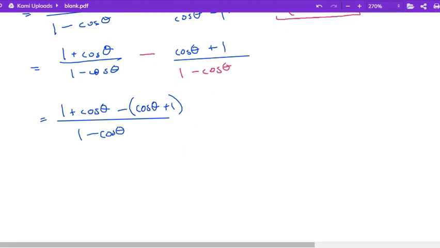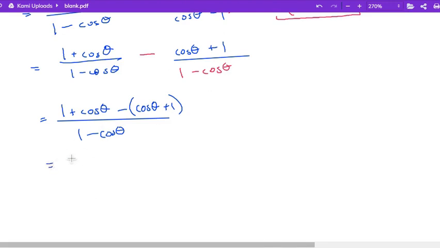Would it have been wrong to just multiply both of them to find the common denominator? No, it wouldn't be wrong. It just would have taken more time and more simplifying.